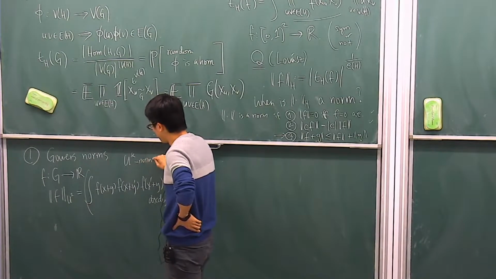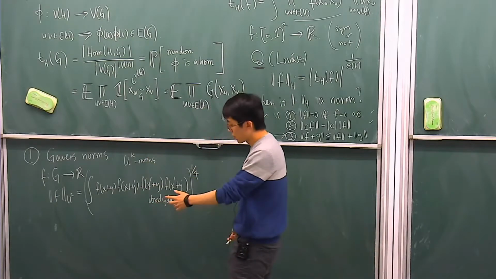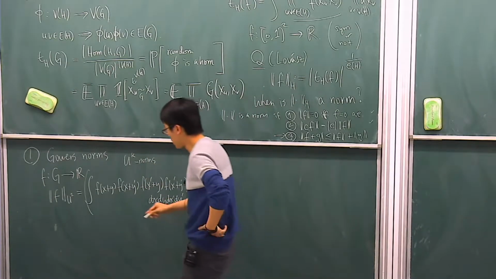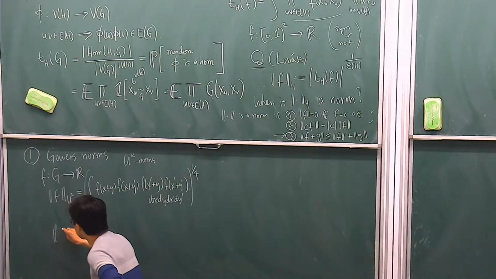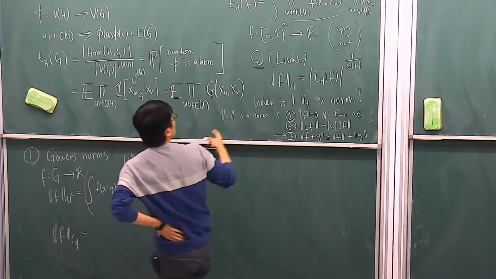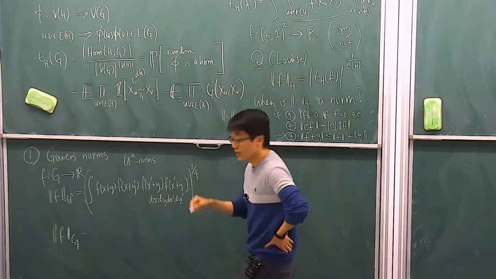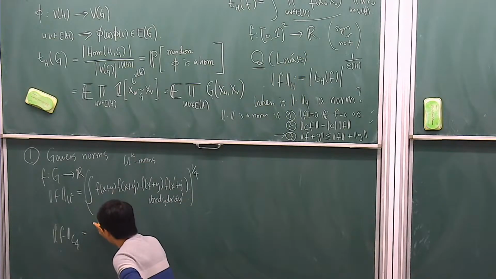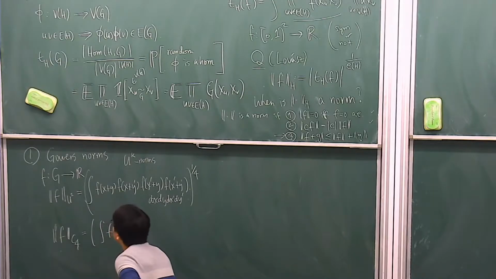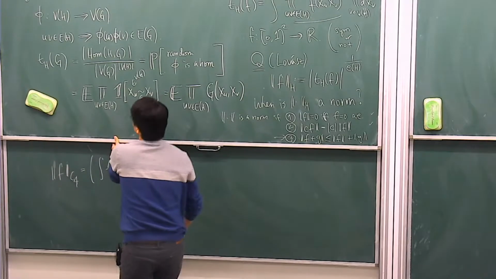And this has a graph theoretic analog, which is the four-cycle norm. If I do this for a four-cycle, then what I'll get is, let me just exchange.